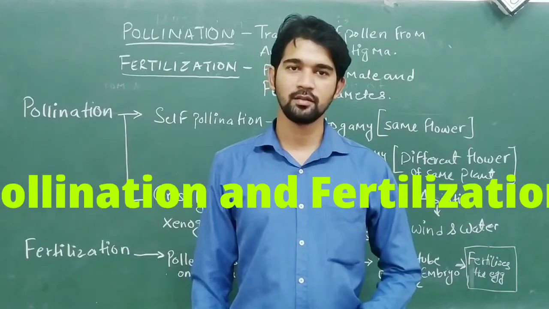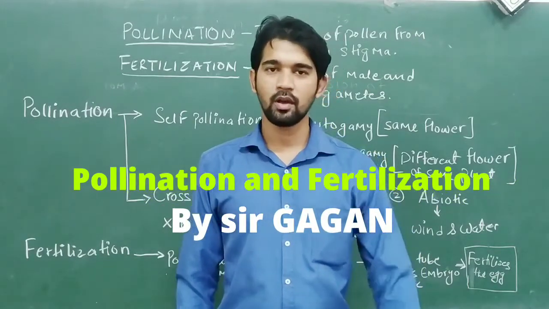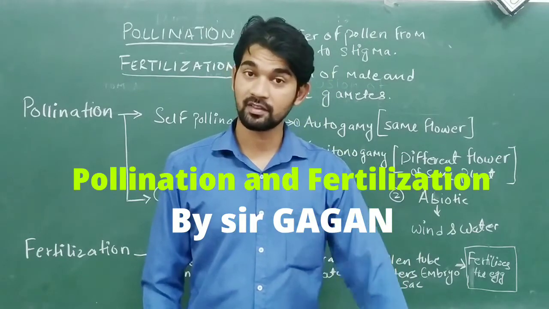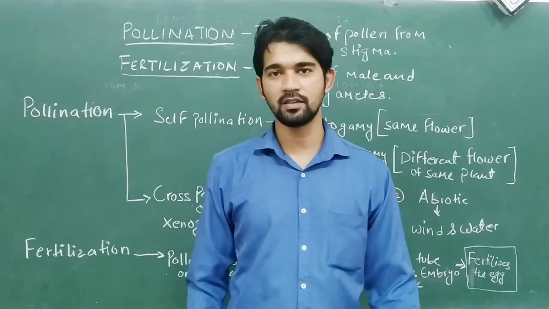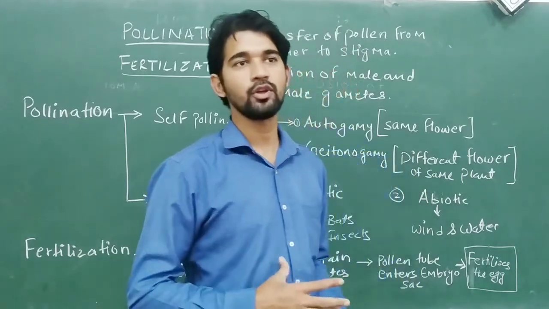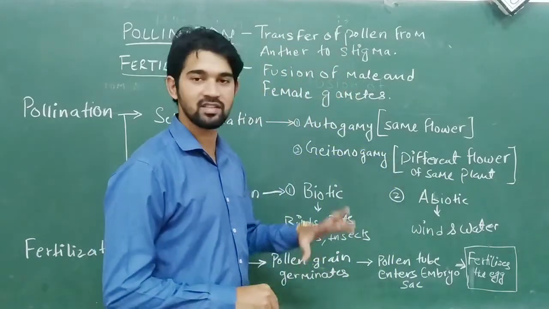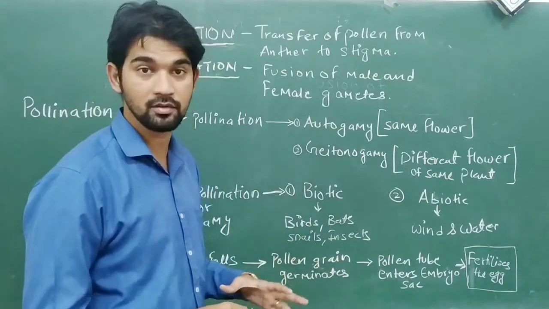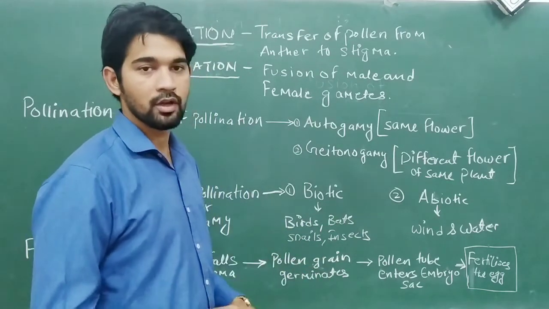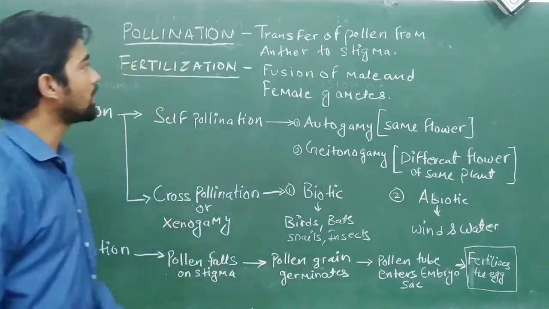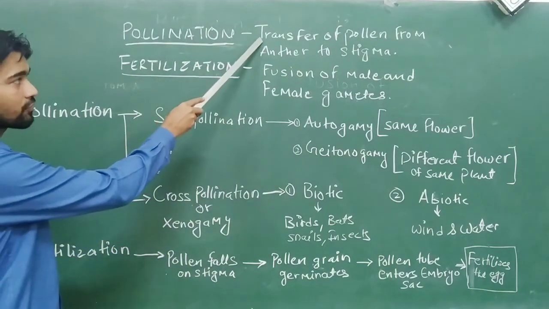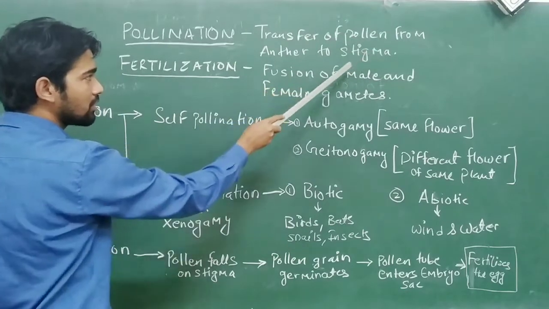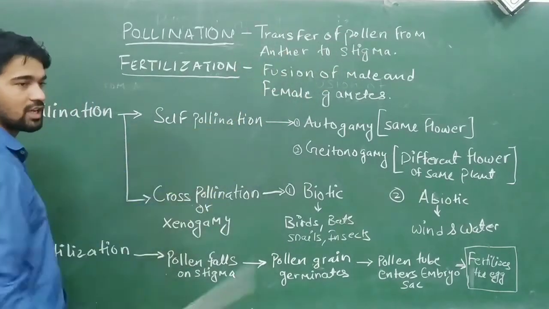Good morning, everyone. Today we are going to go through the previous class about fertilization and pollination, and here I'm going to summarize a few basic things that happen in fertilization. The first thing that we need to know is what is pollination. It is the transfer of pollen from anther to stigma.